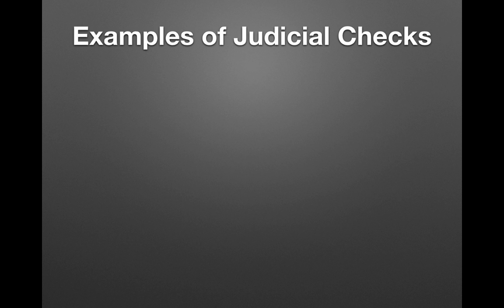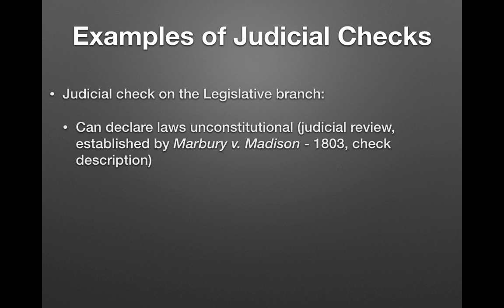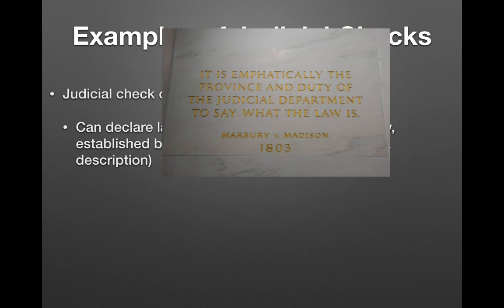All right, jumping over to the judicial branch. What are examples of those checks? Well, on the legislative branch, they can declare laws unconstitutional. Again, this is known as judicial review. It was established in 1803 under Marbury versus Madison. I got the video in the description for you. Interestingly enough, though, this was not mentioned in the Constitution. So this is an example that the Supreme Court gives itself.